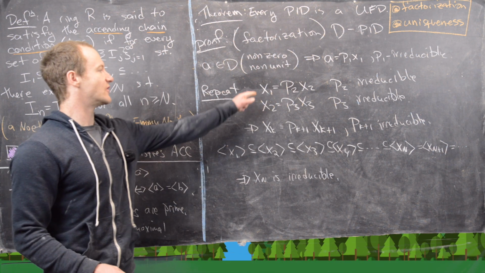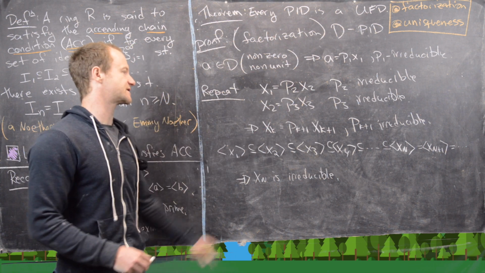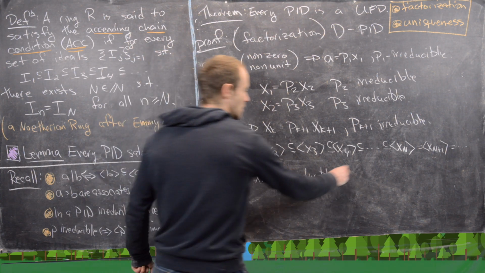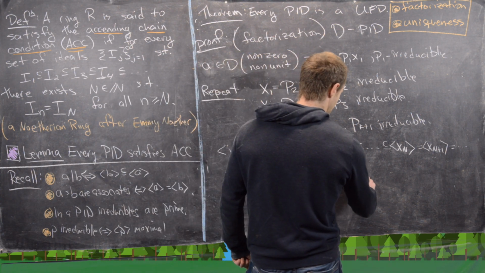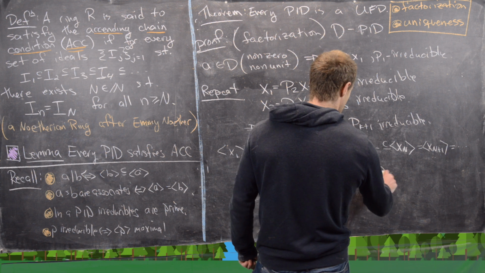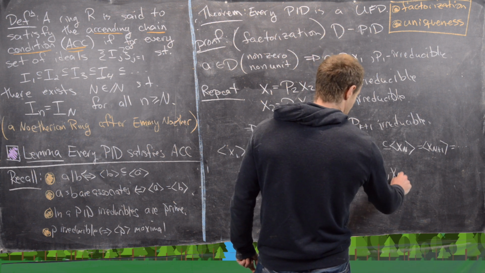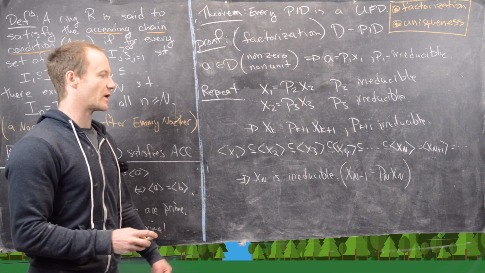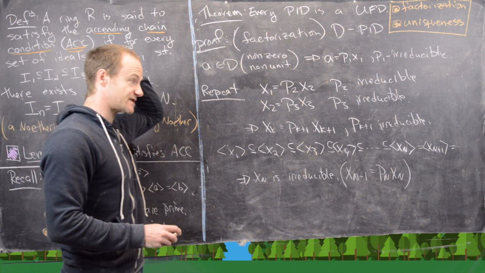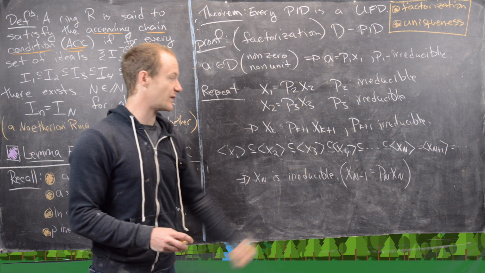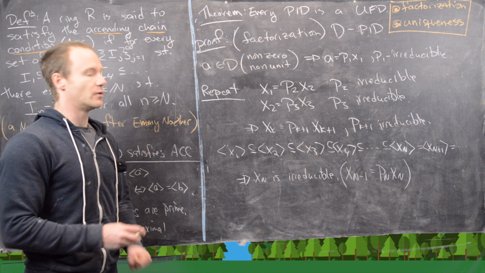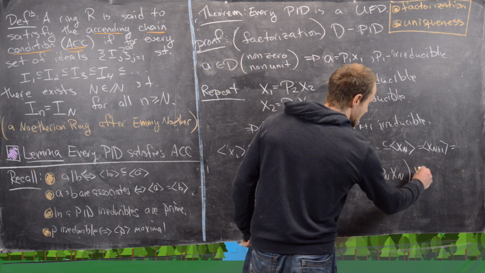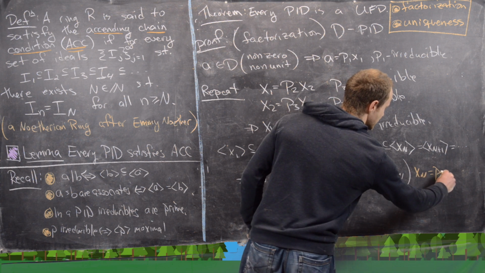But let's see what we have. We have this X1 equals P1 times X2. X2 is P3 times X3, all the way down until we're going to get something like this at the very last step: XN minus 1 equals PN times XN, where both of these are irreducibles. But at that point, we're in a good spot because since all of the P's were irreducibles and we have XN is an irreducible, we have a product of all irreducibles. Let's go ahead and rename XN equal to PN plus 1.